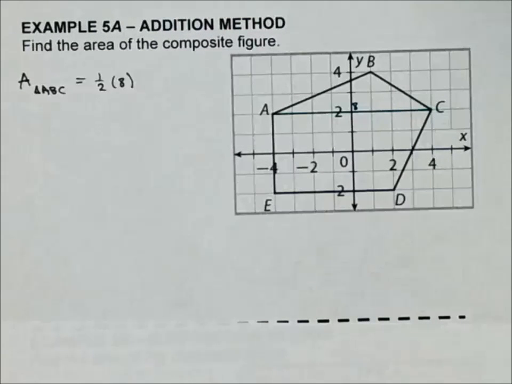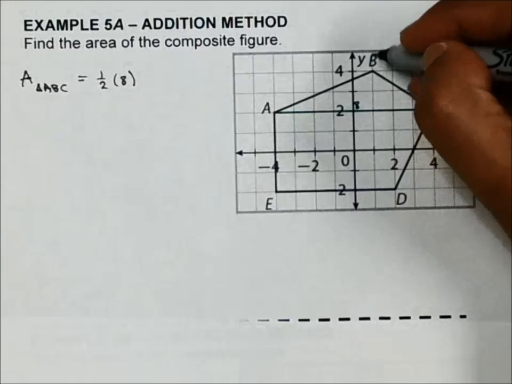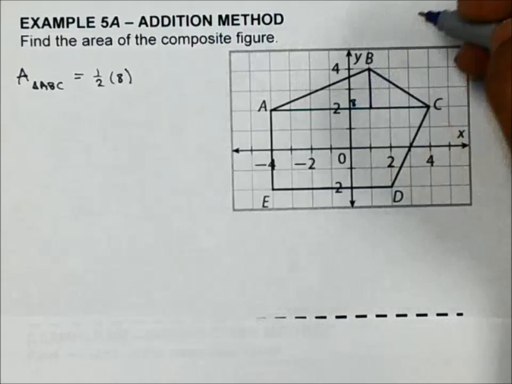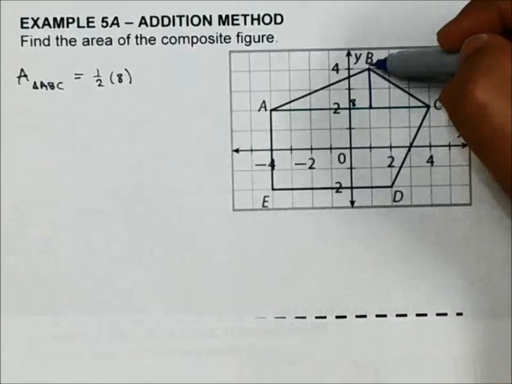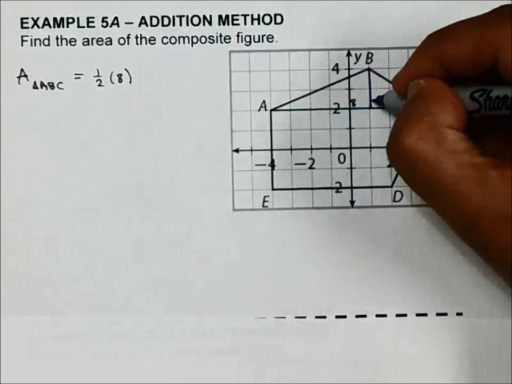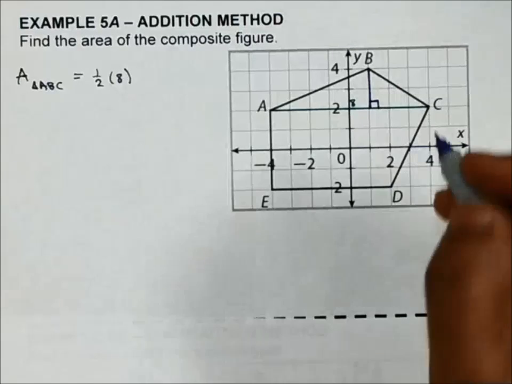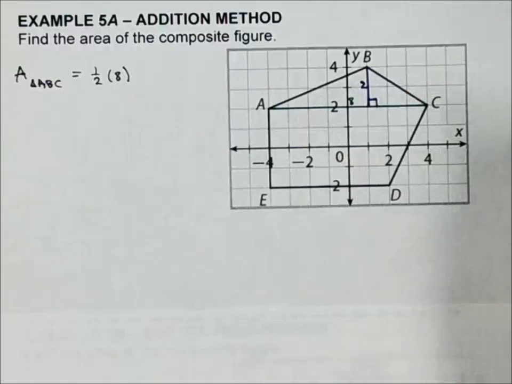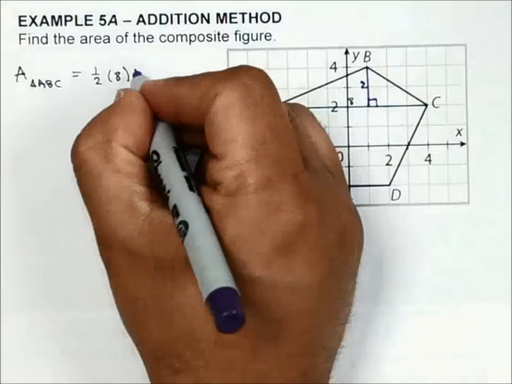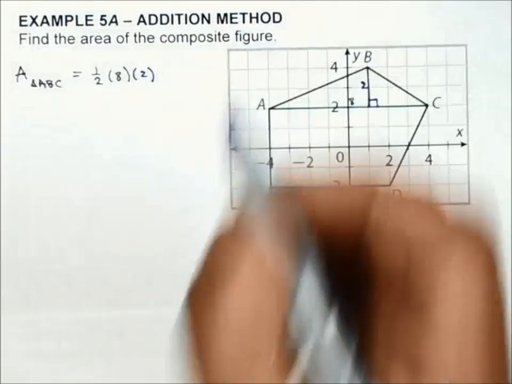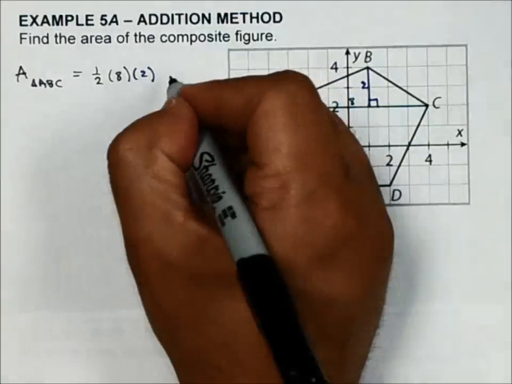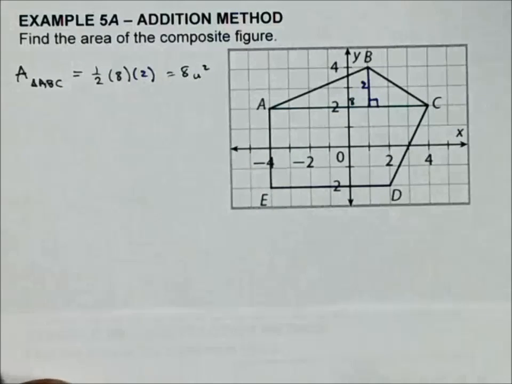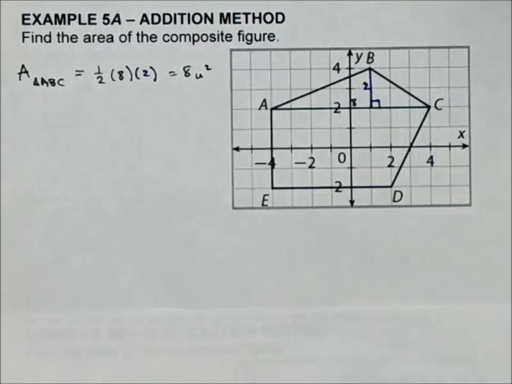Now to find the height, I'm going to go from B straight down, because that is going to be a vertical line. Since AC is a horizontal line, me going from B straight down vertically is going to create this 90 degrees. And so I can count the units to figure out the height, so that's just going to be 2. Alright, so the area of triangle ABC is 1/2 of 8 times 2, which is just going to be 8 units squared. All right, now I need to find the area of the trapezoid.